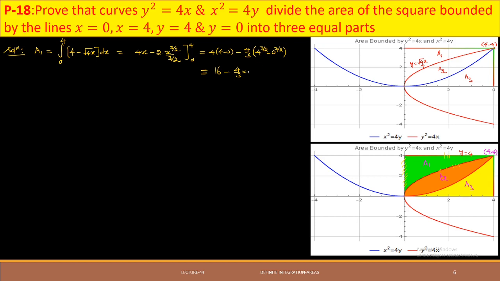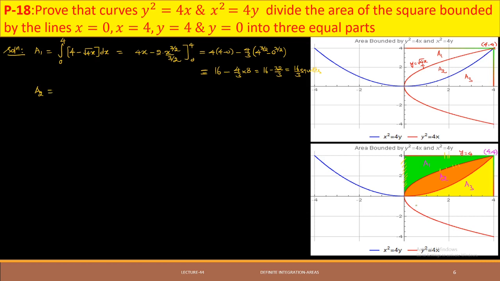So this value is equal to 16 minus 4 by 3 into 4 to the power 3 by 2, and root 4 is 2, 2 cube is 8. So this is equal to 16 minus 32 by 3. 16 3s is 48, so this is 16 by 3 square units. Now let us find out A2.